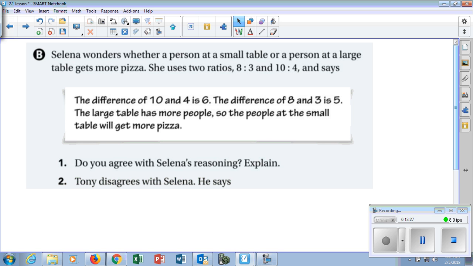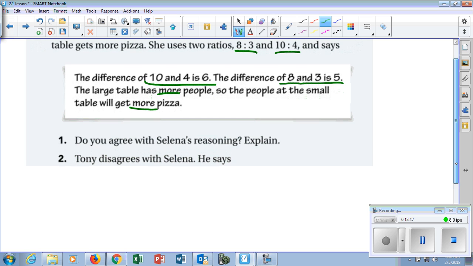Wonders whether a person at a small table or a person at a large table gets more pizza. Choose two ratios, 8 and 3, and 10 and 4. The difference of 10 and 4 is 6. The difference of 8 and 3 is 5. The large table has more people, so the people at the small table will get more pizza. Do you agree with something that's basically explained?